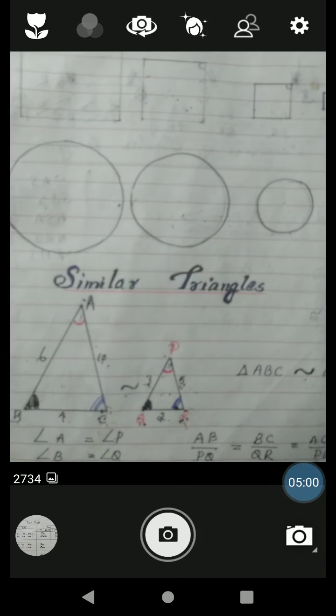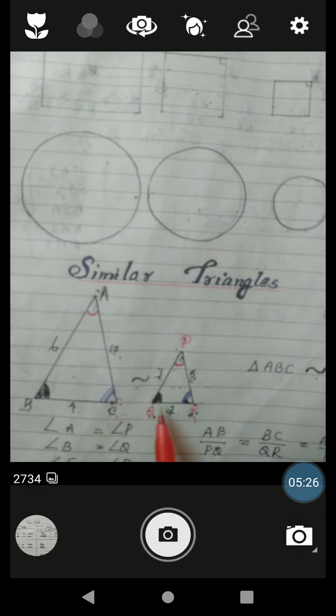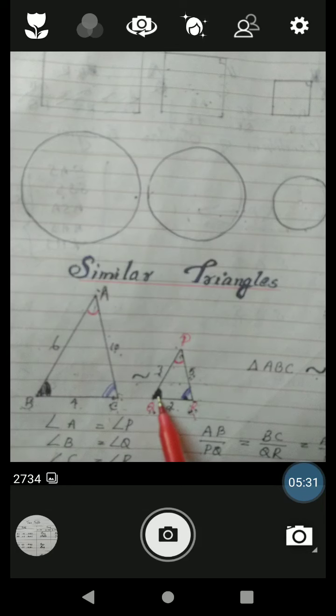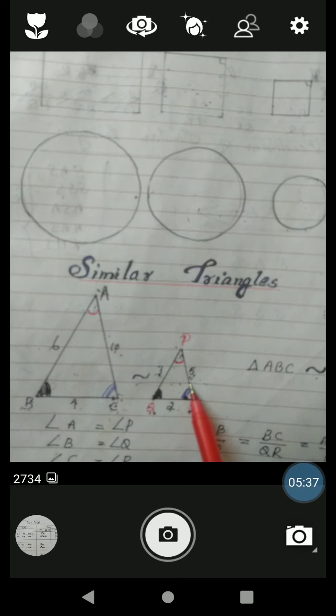And one thing you have to remember: how can we find corresponding sides and corresponding angles? That is very important. Identify corresponding sides or corresponding angles. You can see two similar triangles here. In similar triangles, corresponding sides are the sides opposite to equal angles. Here we know that angle B equals angle Q. Opposite of angle B is AB. Opposite of angle Q is PR. So these are the corresponding sides. That is very important.